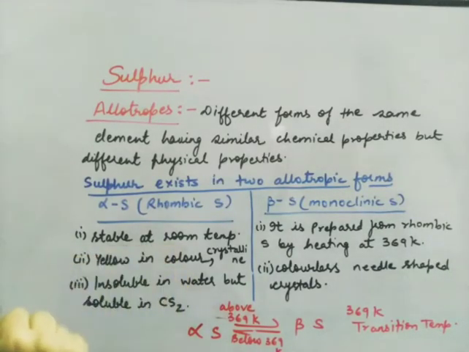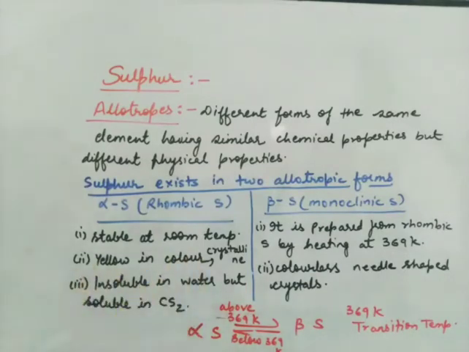It is stable at room temperature. So what we see in our lab is rhombic sulfur only. It is yellow in color and it is crystalline in nature. Yellow colored crystals are there. It is insoluble in water because sulfur is non-polar, but it is soluble in carbon disulfide.